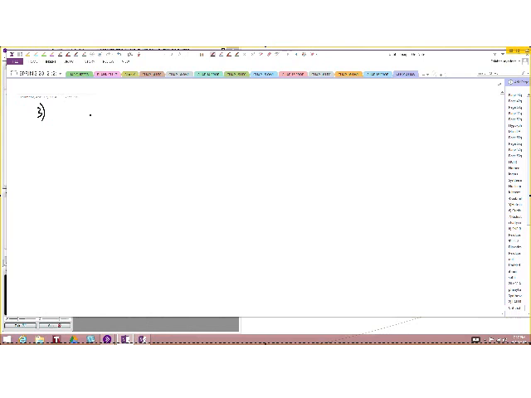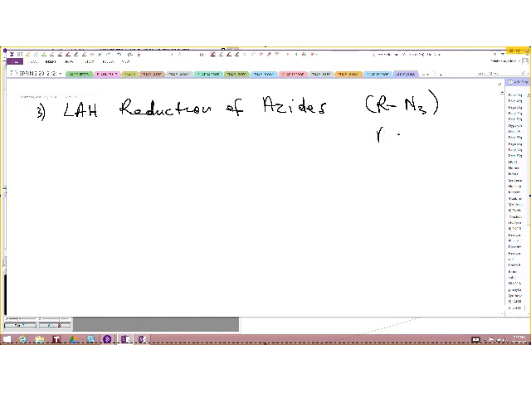Okay, method number 3, LAH reduction of azides. This is new to you guys. This type of molecule here we call an azide. Actually, it does look like this. That is an azide.